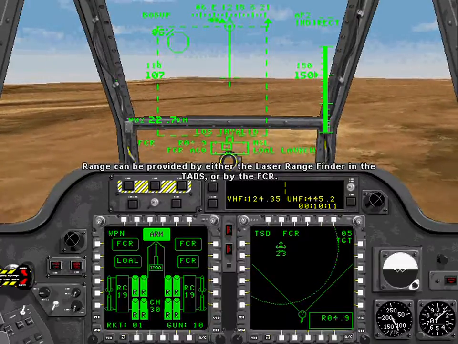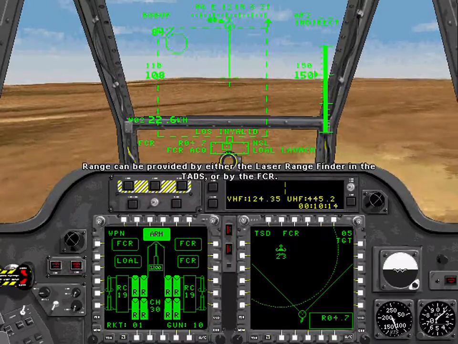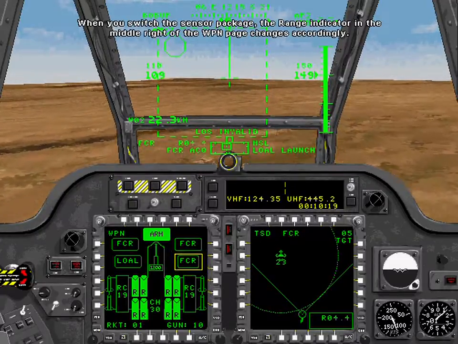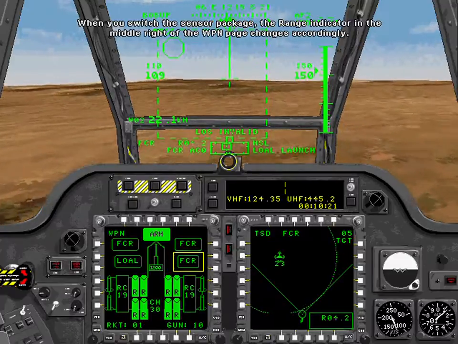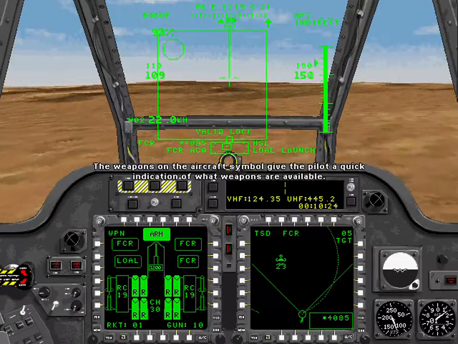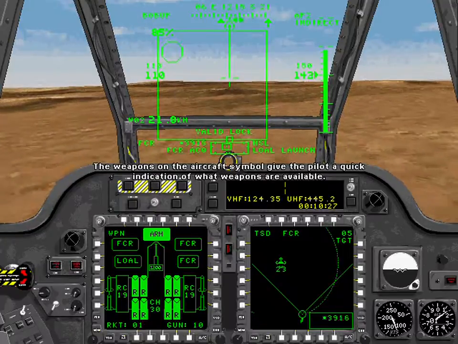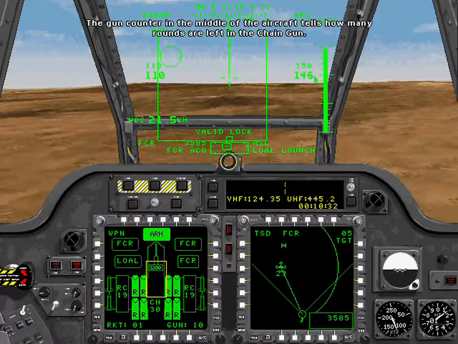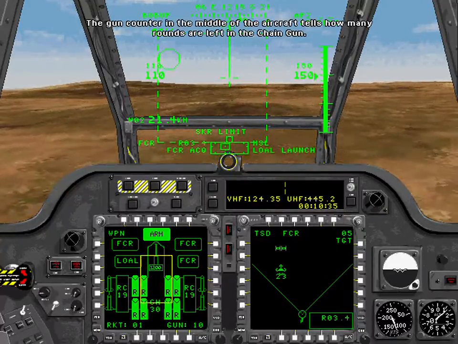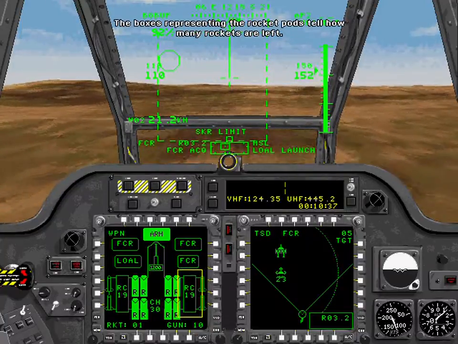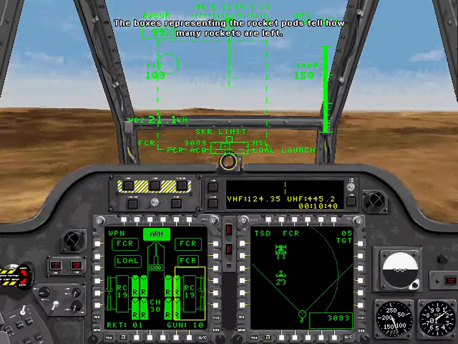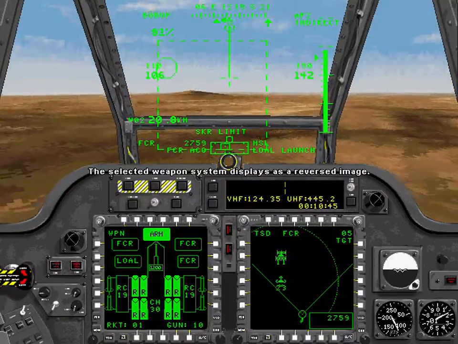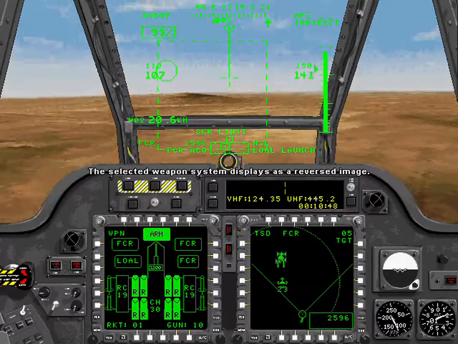Range can be provided by either the laser rangefinder in the TADS or by the FCR. When you switch the sensor package, the range indicator in the middle right of the weapon page changes accordingly. The weapons on the aircraft symbol give the pilot a quick indication of what weapons are available. The gun counter in the middle of the aircraft tells how many rounds are left in the chain gun. The boxes representing the rocket pods tell how many rockets are left. And each Hellfire missile is represented by its own missile symbol. The selected weapon system displays as a reversed image.